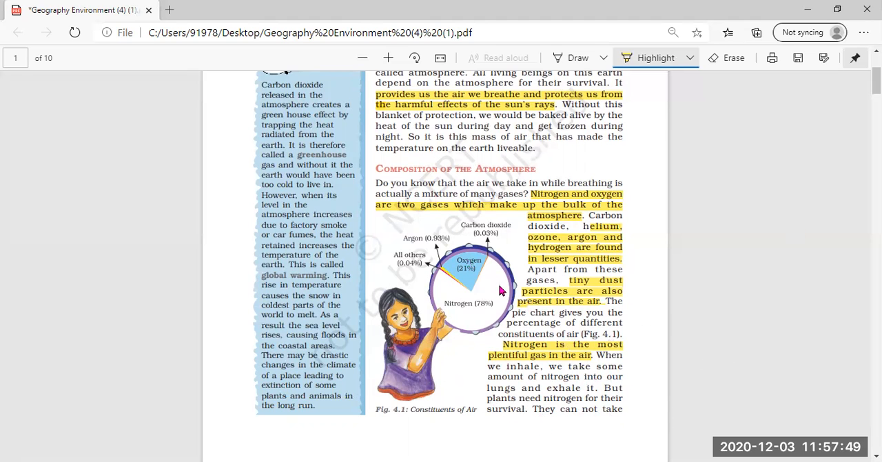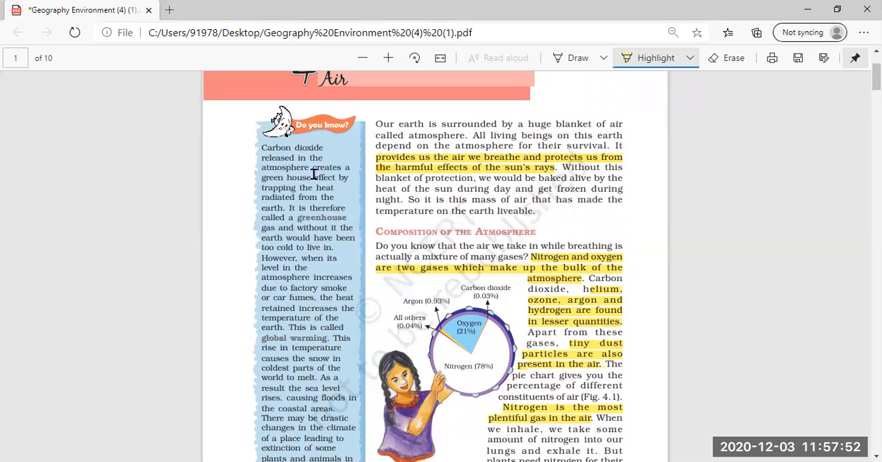Now, before going to the next page, the side box: do you know carbon dioxide released in the atmosphere creates a greenhouse effect by trapping the heat radiated from the earth? Underline this: which gas creates the greenhouse effect? Carbon dioxide. It does so by trapping the heat radiated by the earth, and it is therefore called a greenhouse gas.